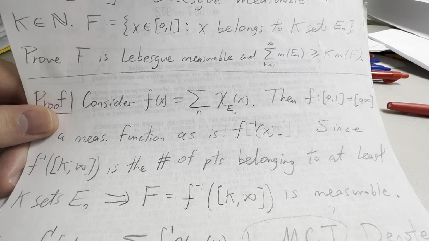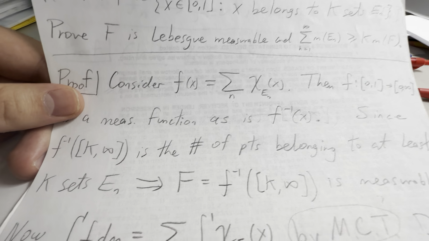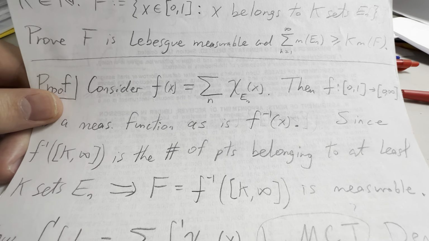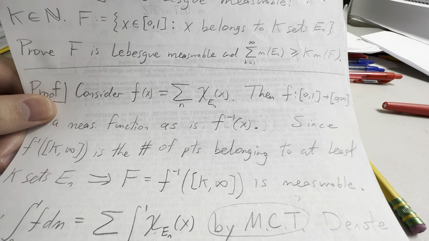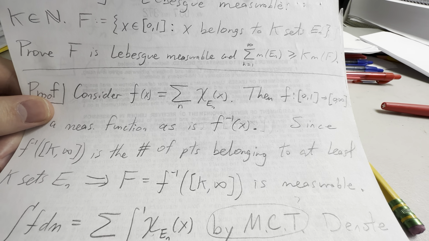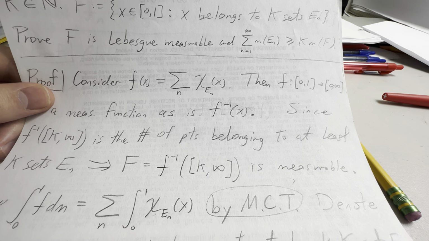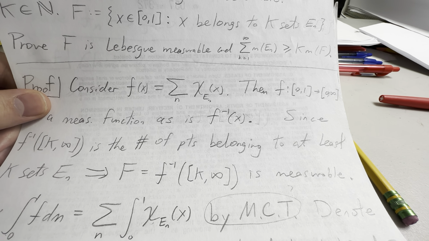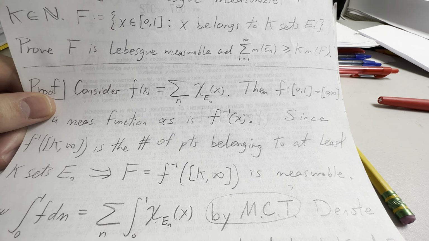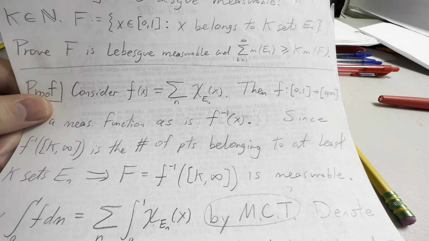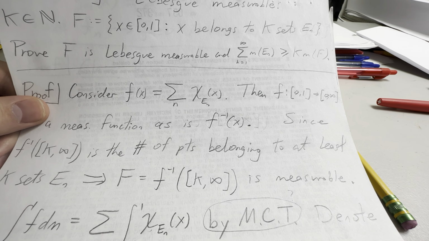Now, if you take f inverse of the interval from k to infinity, this precisely gives us the set of points belonging to at least k sets in our family. Let's read that again. f inverse of k to infinity is the set of points belonging to at least k sets in our family E_n. Okay, that makes sense. That just comes from the definition.